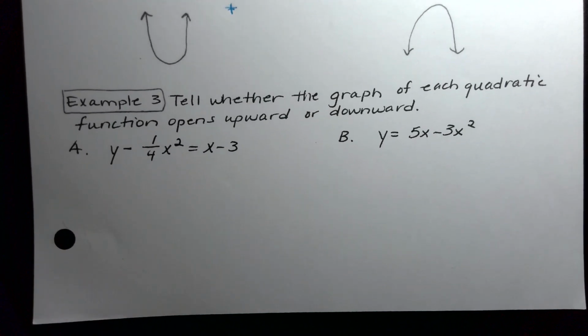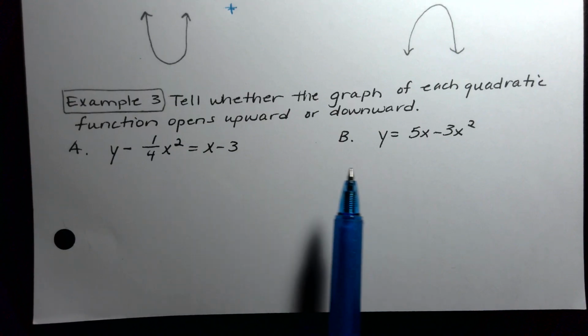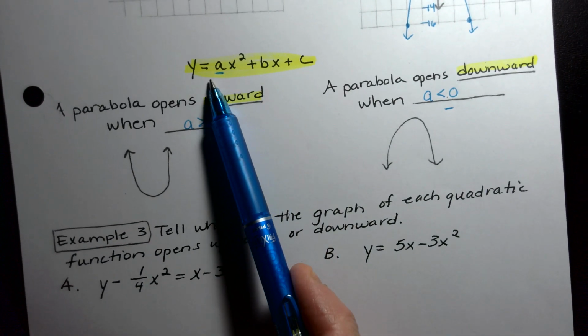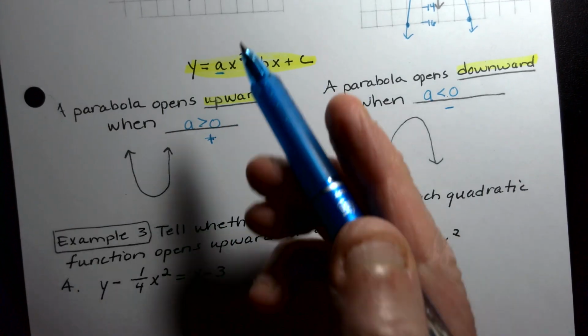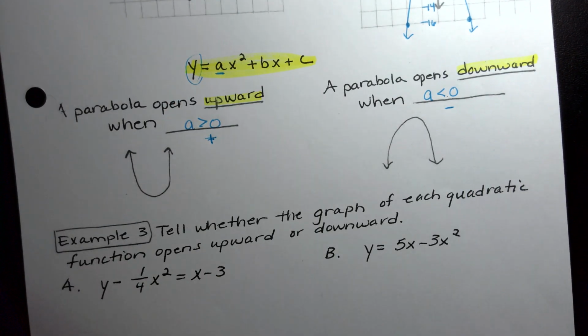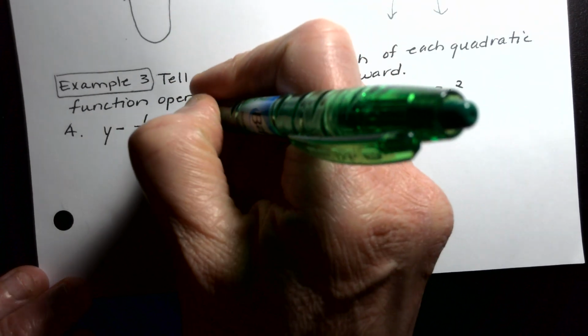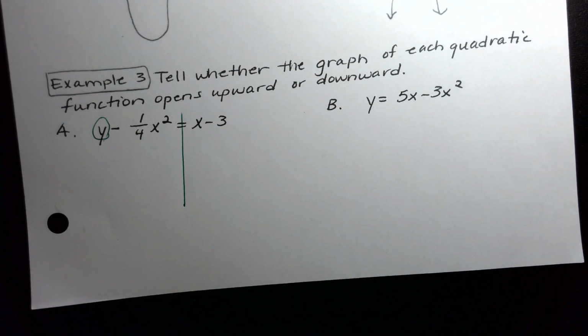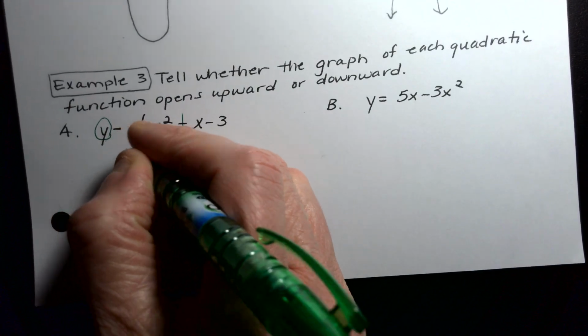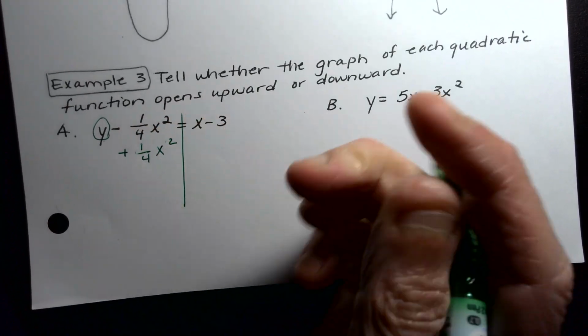So let's practice. Tell whether the graph of each quadratic function opens upward or downward. So in order to determine that, you do have to have it written in the right form, which basically means you are solving for y. So go ahead and look at A and think about how would you solve that for y. You're going to draw your line, you're going to locate your variable, and we're going to have to get rid of that negative 1/4 x squared. And how are we going to do that? We are going to add 1/4 x squared.